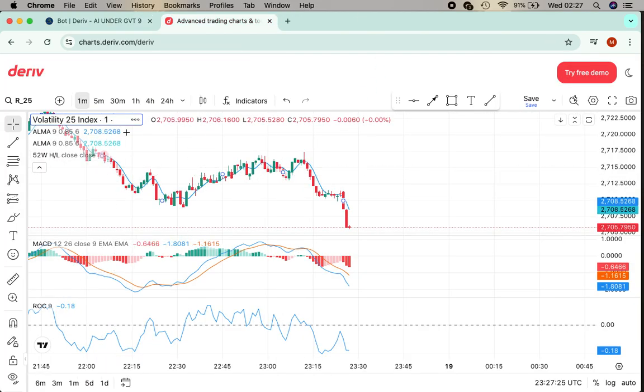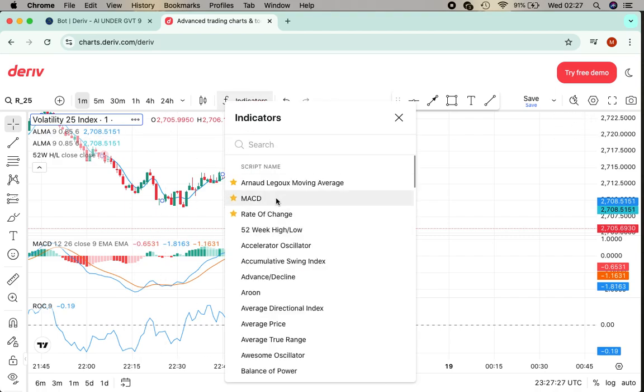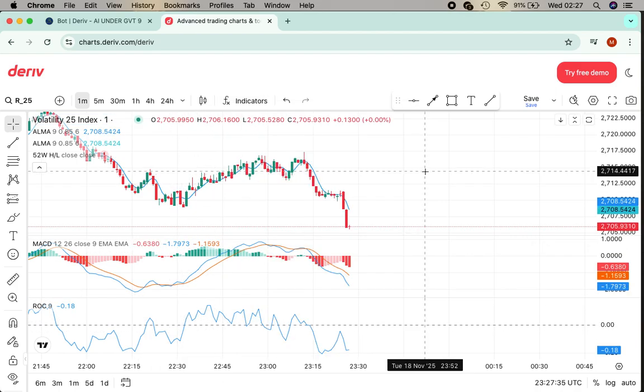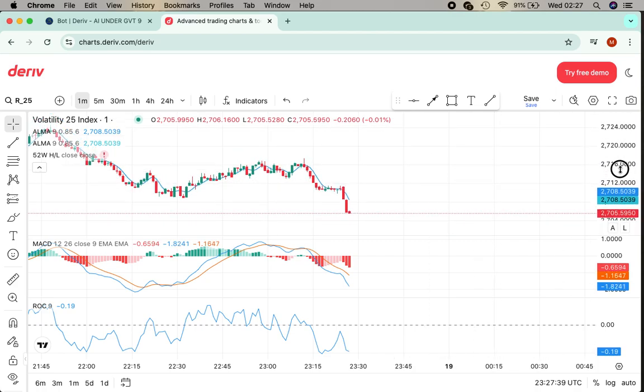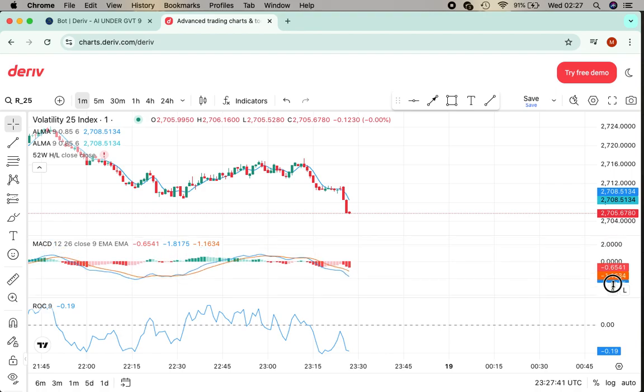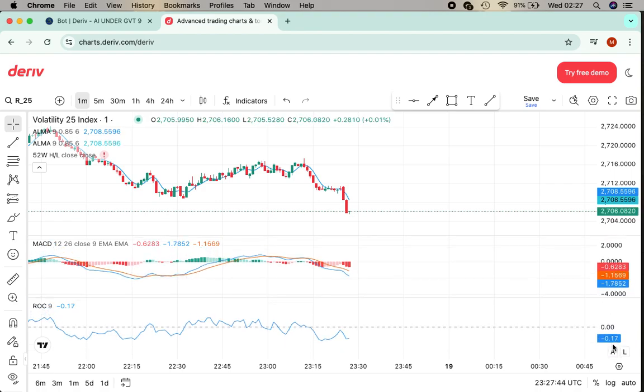So in here I have three indicators, which are these: the Arnold Legas moving average, this one, the MACD, this one, and the rate of change, the ROC itself. On this strategy, I just want to explain the specific thing about these three indicators.